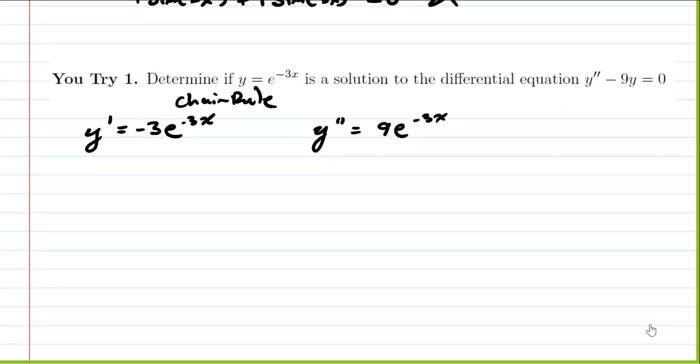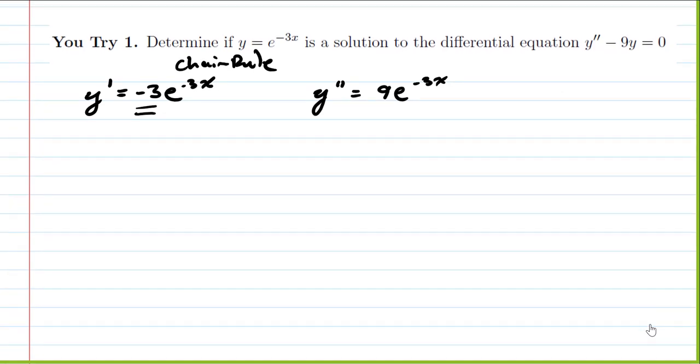What's our inner function? Negative 3x. So what's the slope of negative 3x? Negative 3. So when we take the derivative, y prime is negative 3 times e to the negative 3x. If we take the derivative again, our constant stays down in front. What's negative 3 times negative 3? 9 e to the negative 3x, right? You can use the chain rule every time, but with linear functions, you're always just going to be multiplying by that slope. It is something that will make our lives a little bit easier.